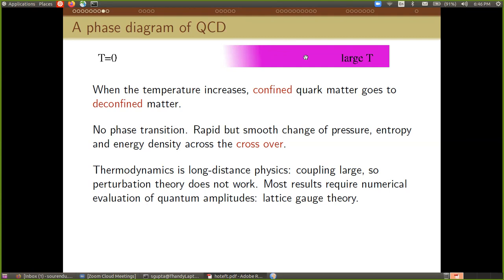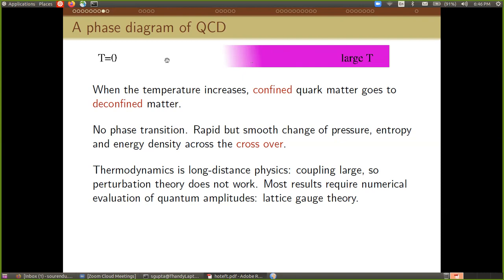Okay, does it go through a phase transition? The answer is that it doesn't. Okay, the early universe does not go through a phase transition. The net density of baryons in the early universe is small enough that there is no phase transition. There is a large change of pressure, entropy and energy density across this transition, across where one state of matter goes into another state. Okay, but there is no phase transition. These changes are smooth but rapid.